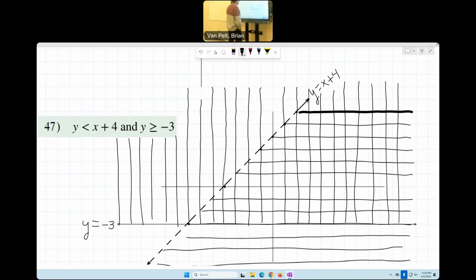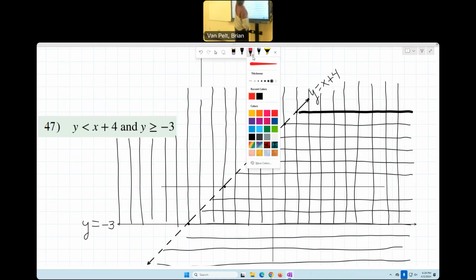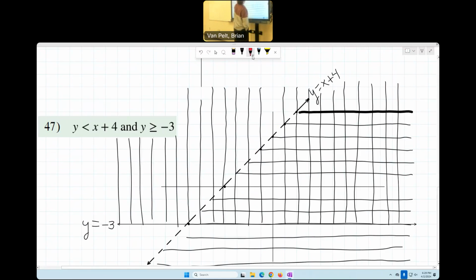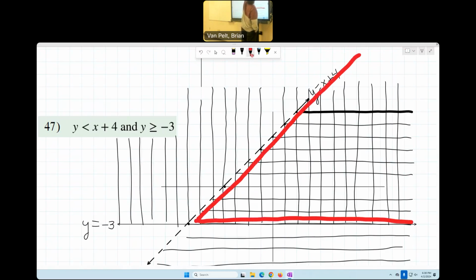Let me go and draw it using a pretty color. Okay, so this is the biggest. So I'm talking about the region that's contained within these bounds. So this infinite region here.